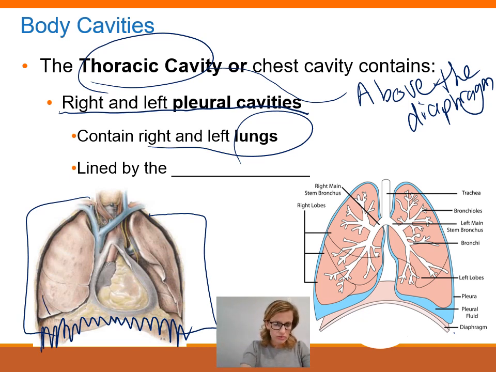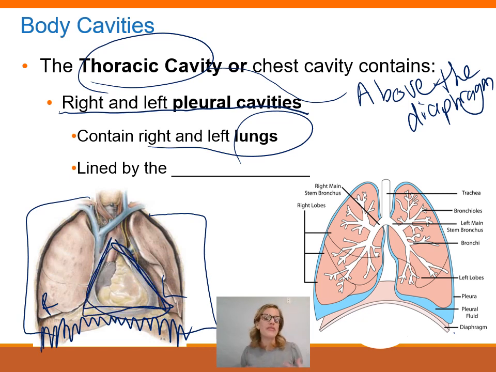So this here is the right lung. This one over here is the left lung. Keep in mind that right and left are always the subject's right and left, or the patient's right and left, not yours. So when I look at this, I have to go crisscross in order to get the patient's right and left. You'll notice that in between the lungs right here, you see the heart.